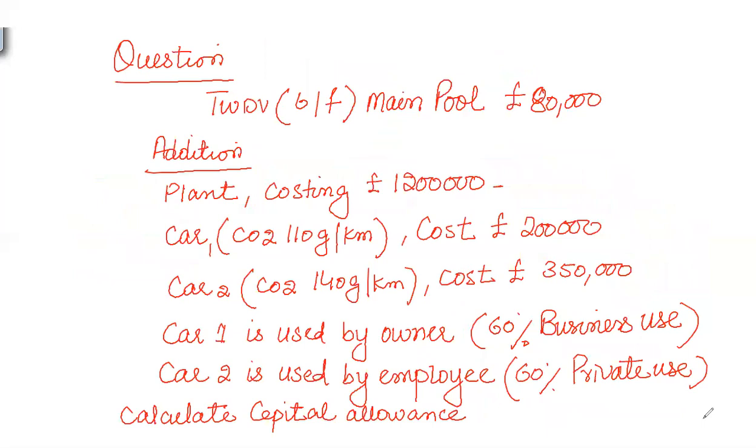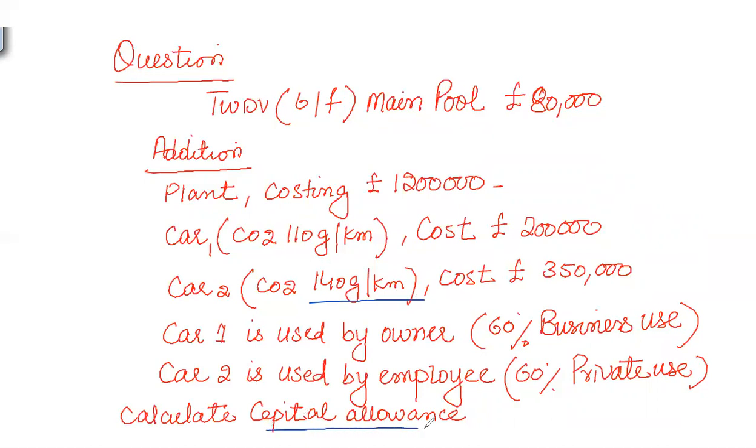So TWDV brought forward for main pool is 80,000. Plant purchased costing 1.2 million. A car purchased at a cost of 200,000. Another car was purchased at a cost of 350,000. The first car's CO2 is 110 grams and the second car's CO2 is 140 grams per kilometer. So from CO2, we can say that the first car is a main pool item and the second car is a special pool item. But car one is used by the owner, so a separate column is to be created. But car two is used by an employee, so there is no need to create a separate column. And this car will be part of the special pool as per the CO2 calculation.